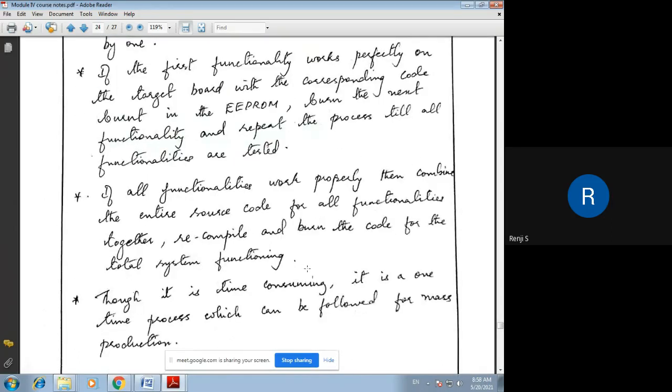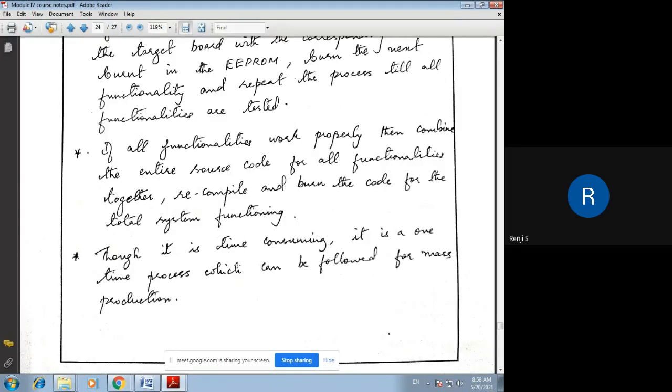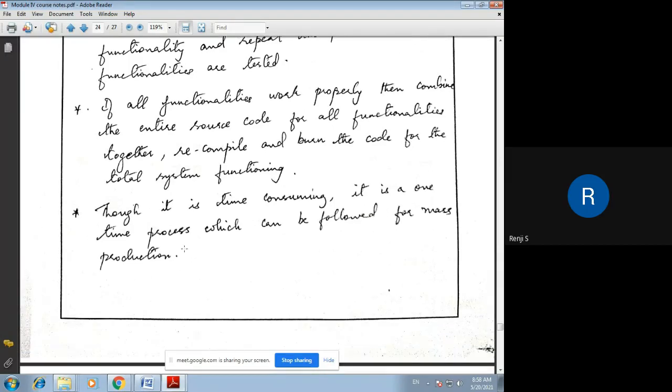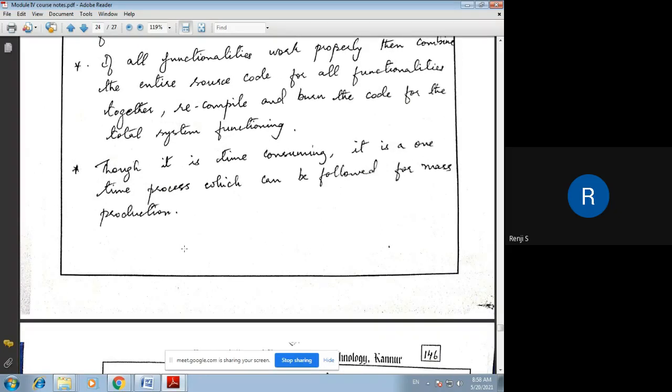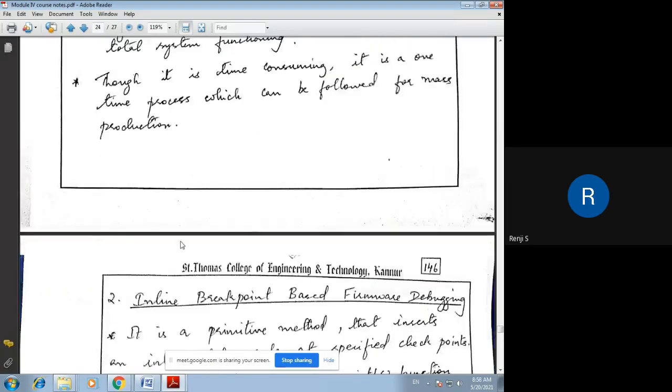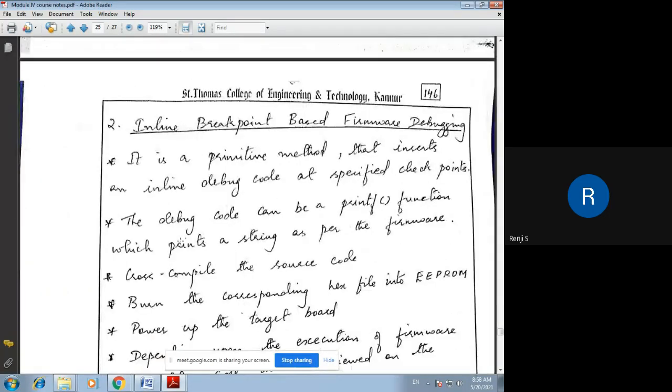Once the entire firmware is tested and working correctly, it is plugged into the target board, and the entire system is retested. This is a time-consuming process, but once the firmware is found to be functionally correct, it can be sent for mass production. So that is the first method. We discussed it in the last class.